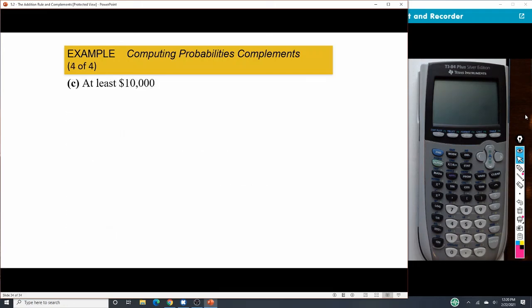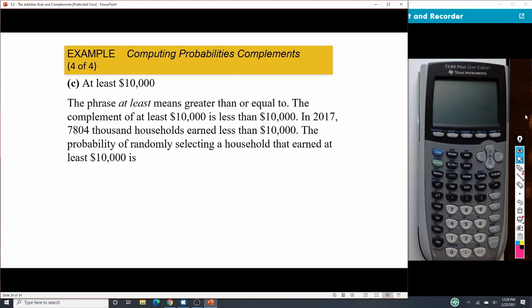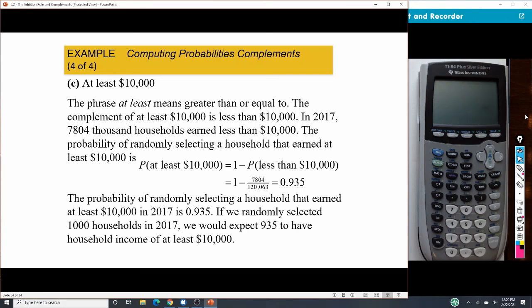Okay. Now, what about at least? We can do that as well. We know when we go back to the table that there were 7,804 households that earned less than $10,000. And so we can do the complement there with that one to get at least, because at least is greater than or equal to. And so we do that subtraction as well for those. Okay. And so that would give us our expectation. So 93%, almost 94%, make at least $10,000.